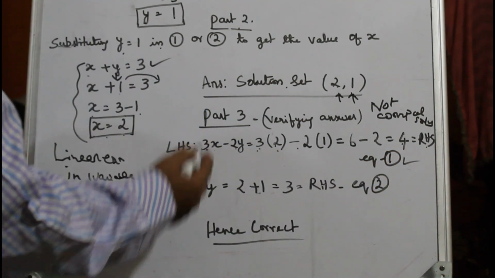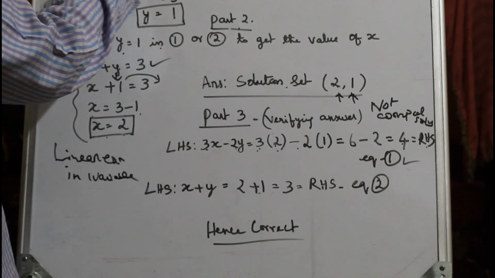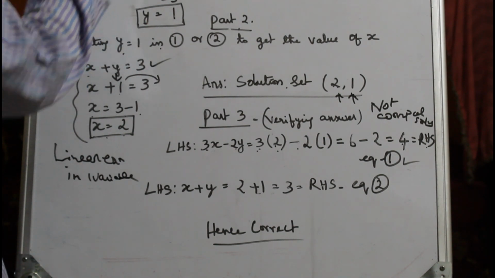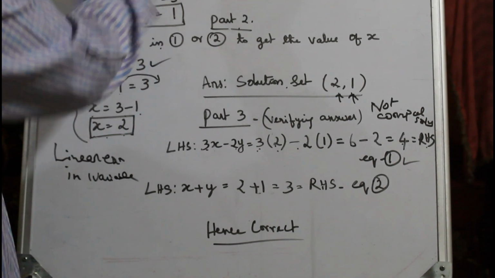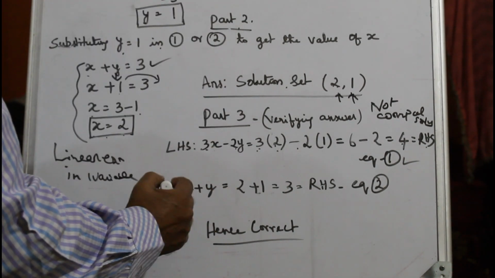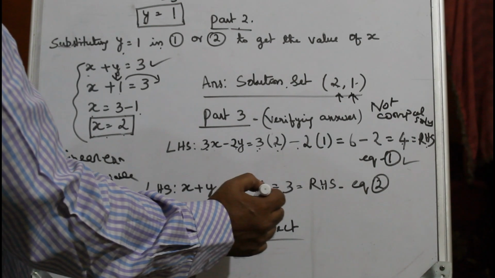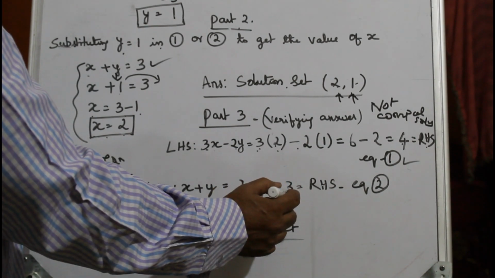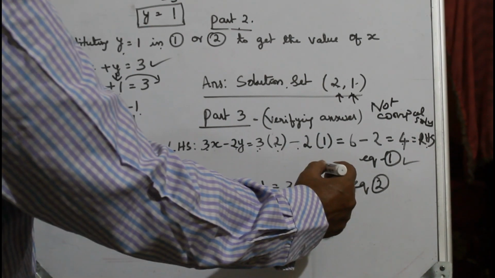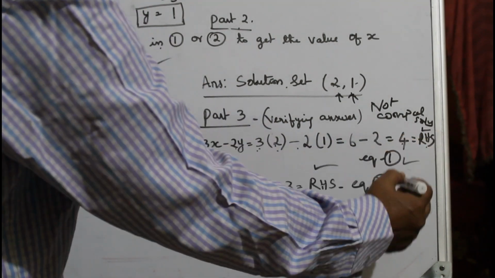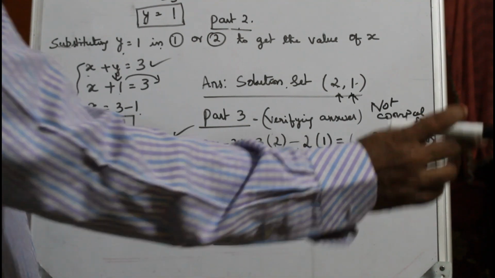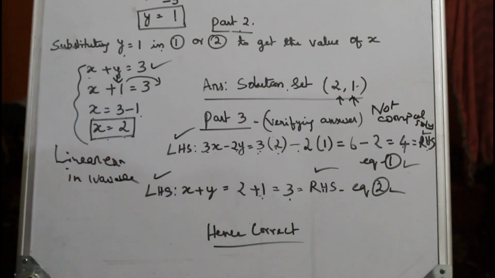Take the second equation, take the left hand side. x plus y, you write it. Don't write the answer 3, you must get the answer. So x you put as 2 and y you put as 1 from the solution. 2 plus 1 is what? 3. So you get left hand side equal to right hand side. Here also you got left hand side equal to right hand side, equation 2. Hence the answer is correct. So you can check this answer, but it's not compulsory.